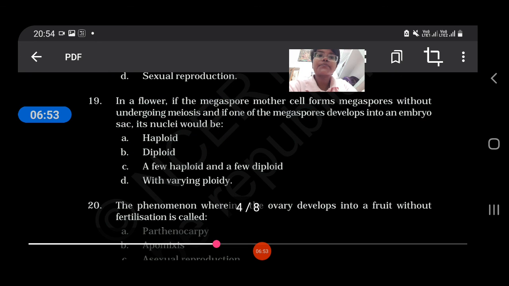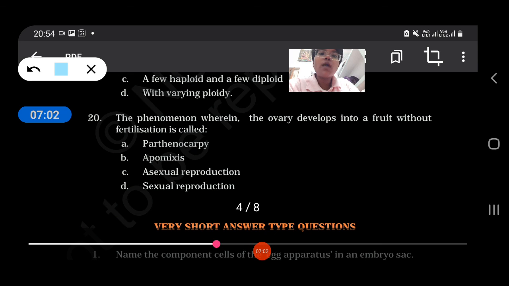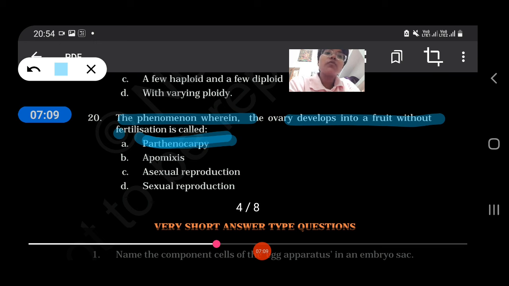Okay. The phenomenon where the ovary develops into a fruit without fertilization is called parthenocarpy, as you all know. It is the formation of fruits without fertilization. The ovary develops into a fruit without fertilization. It is called parthenocarpy.